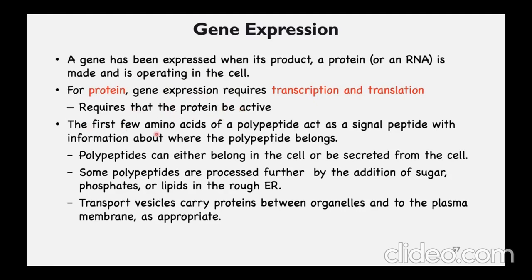So the first few amino acids of a polypeptide act as a signal peptide with information about where the polypeptide belongs. Okay, this is the start of the protein function. So polypeptides can either belong in the cell or be secreted out from the cell. Some polypeptides are processed further, maybe by the addition of sugars, phosphate or lipid in the rough ER. When they have been processed, transport vesicles carry the protein between the organelles and to the plasma membrane and other regions. Okay, so that is gene expression.